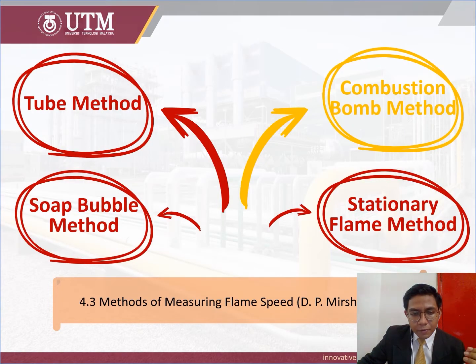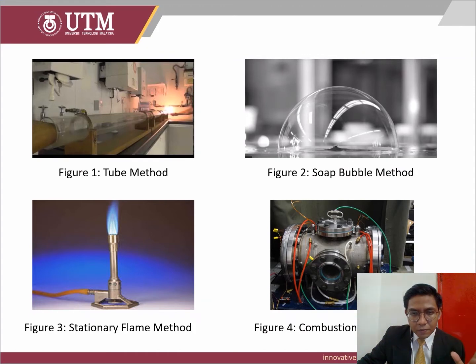So there are four methods of measuring flame speed, that is found by D.P. Mishra. That is the combustion bomb method, stationary flame method, tube method, and soap bubble method. And the method that we'll be using in this research is the combustion bomb method. These are the figures of different types of method that can be used, but however, the methods of spherical flame propagation is only the soap bubble method and combustion bomb method.